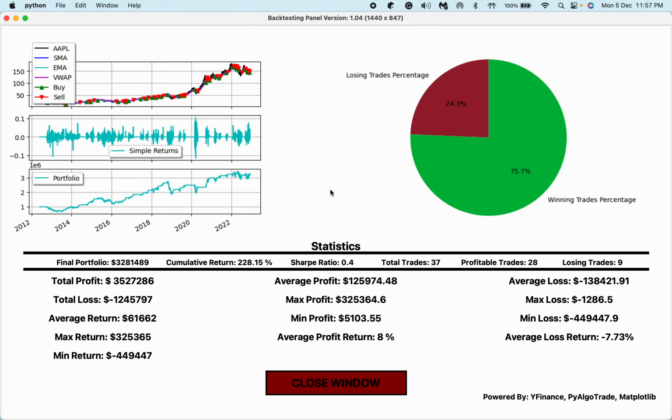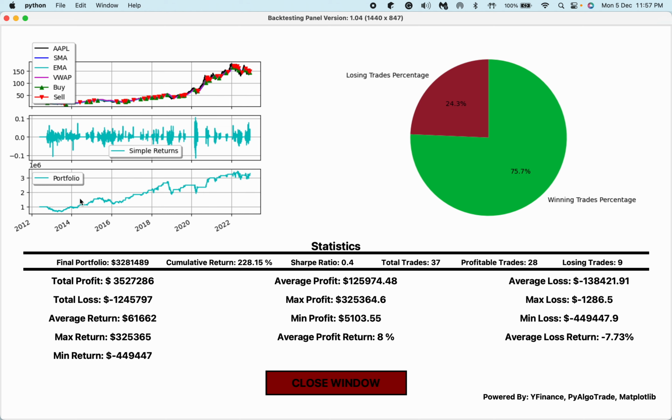When I press backtest, I'm going to be presented with a graph and a pie chart. And within the graph, I have three smaller graphs. For the first graph, I'm going to have a labeling Apple. So here's the price of Apple throughout the years. As you can see, it has risen all the way to 150. And I have the buy and sell arrows, and I have all the three strategies that I've used, which is SMA, EMA, VWAP.